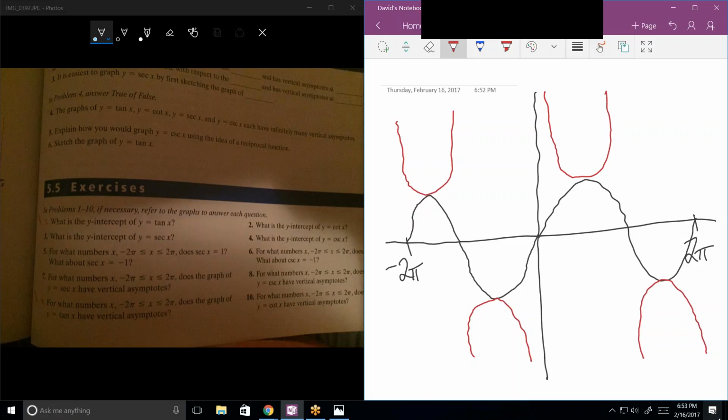Well, I guess it would be at pi over 2 and then negative pi over 2. Wait, oh no, it would be at negative 3 pi over 2. Very good. And where is it equal to negative 1? At negative pi over 2 and then 3 pi over 2. Good.